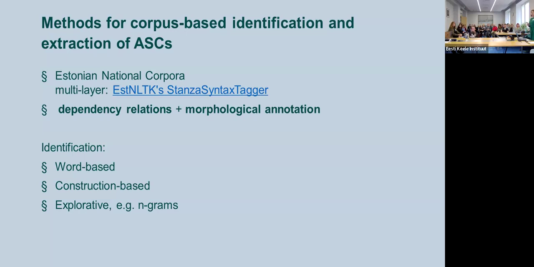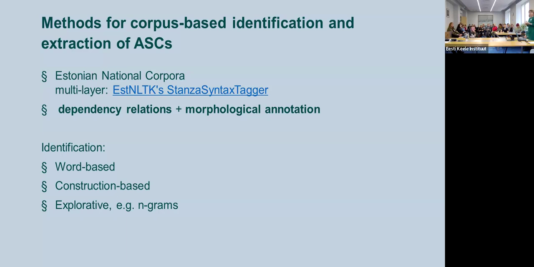Okay, the first, our main source, is the Estonian National Corpus. Now we are working in collaboration with the University of Tartu so that the whole Estonian National Corpus will be annotated. It will have multi-layer annotation. We will use this external Stanza syntax tagger. And what will be the result? The result will be that we will have a lot of data, not only morphologically annotated, but also with dependency relations. And as I said, we are now making experiments on this syntactic annotation. So we believe that it gives much more opportunities for us to identify argument structure constructions and phrasal constructions automatically.